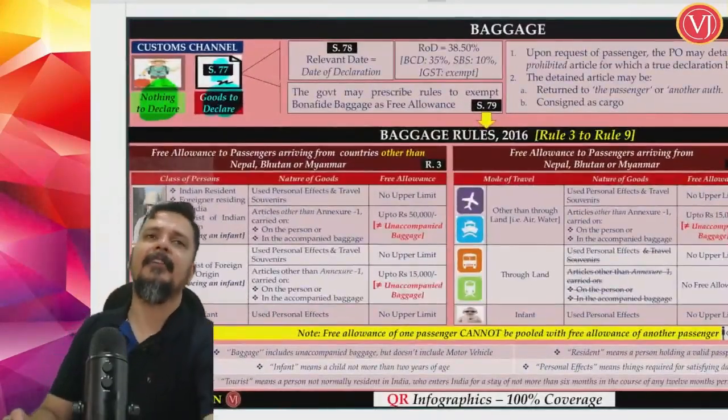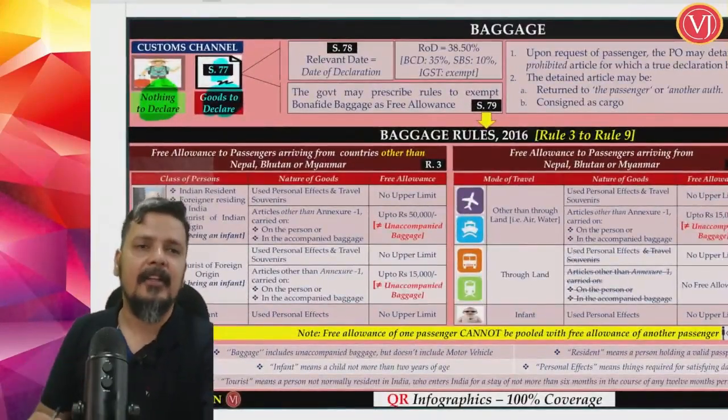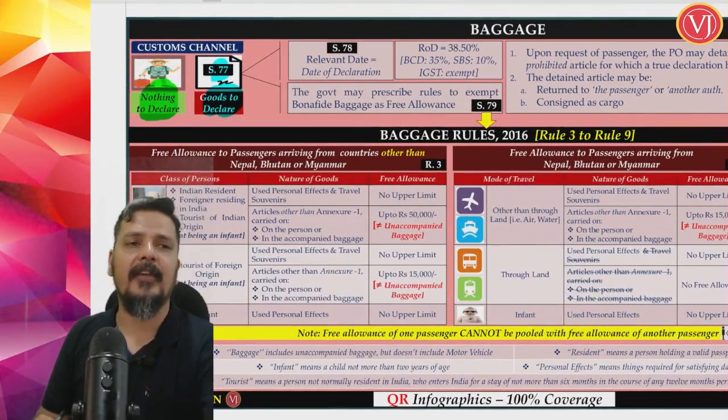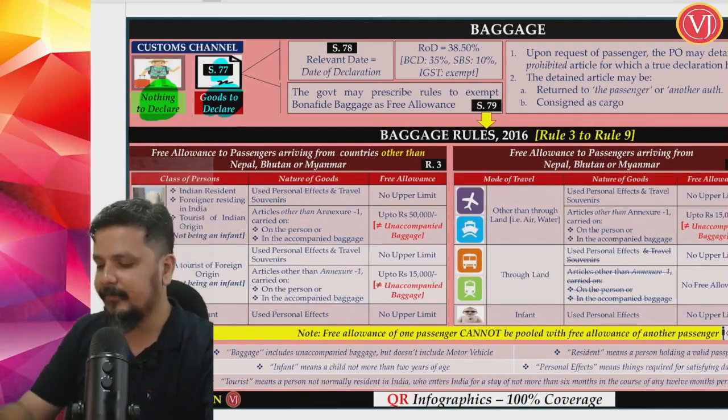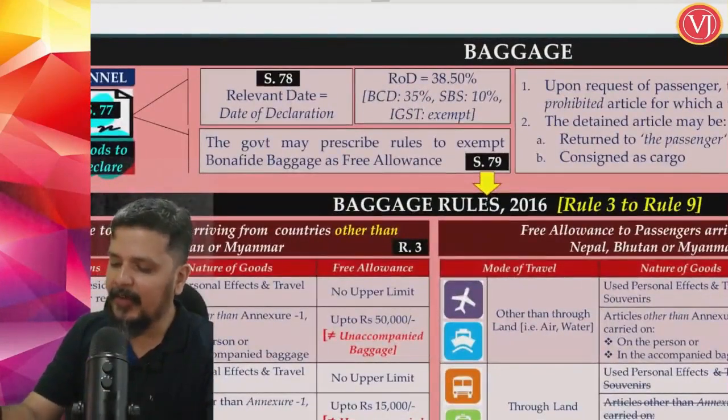Now moving on to the provisions of baggage, we'll see the sections directly. Section 77, we are done. Declaration: if you have nothing to declare, no declaration. If you have something to declare, give a baggage declaration form and walk in the red channel. Section 78 also we have completed.